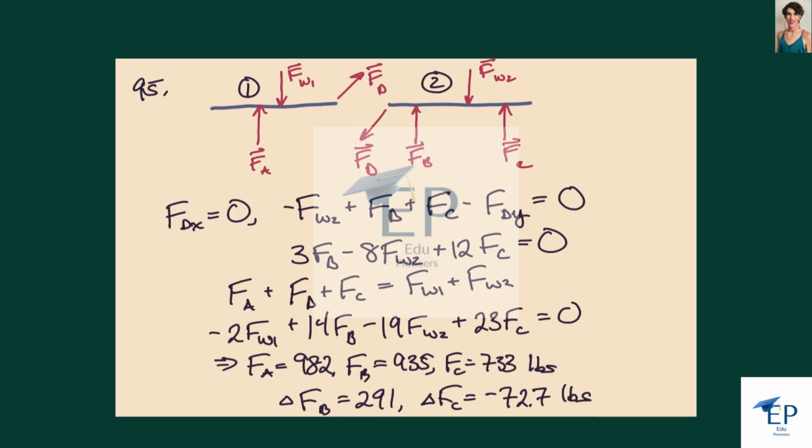We know that the reaction forces from A, B, and C have to equal the weight, or half the weight. And then we take moments, and I took moments about point A here. Again, this is half the weight. So FW1, I should probably write that down here, equals 1,200 pounds, and FW2 equals, let's see here, 450 pounds.